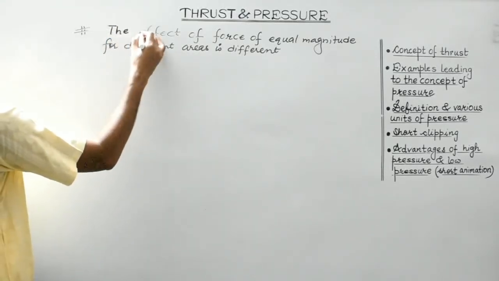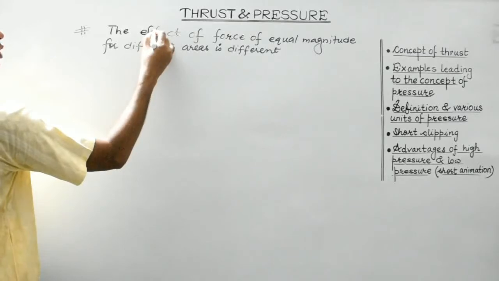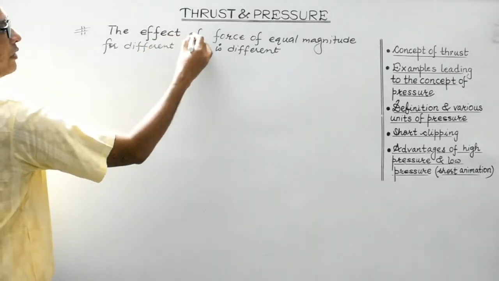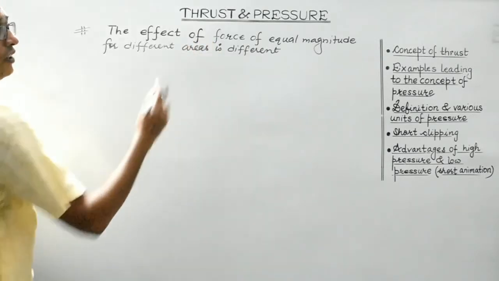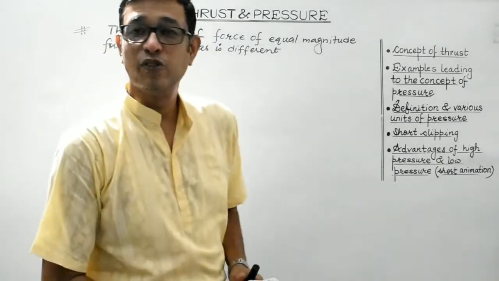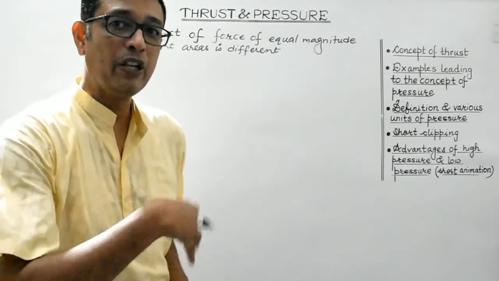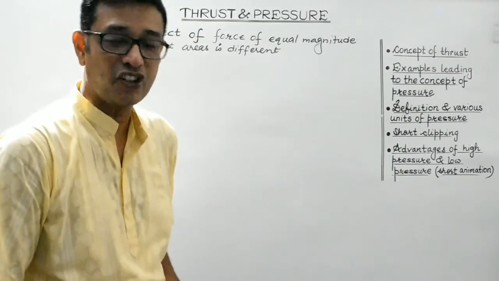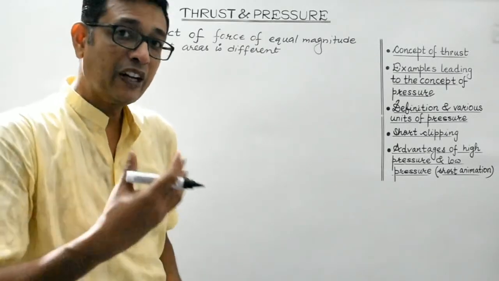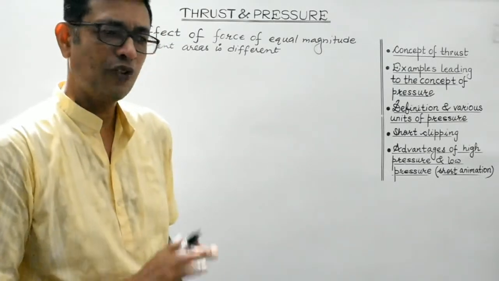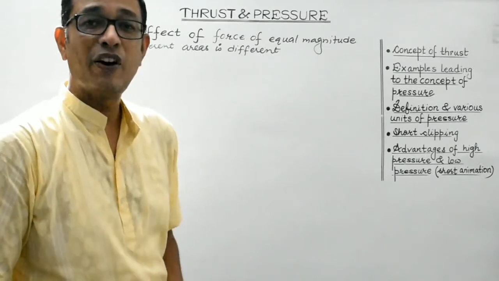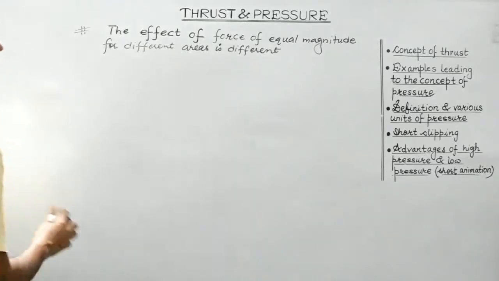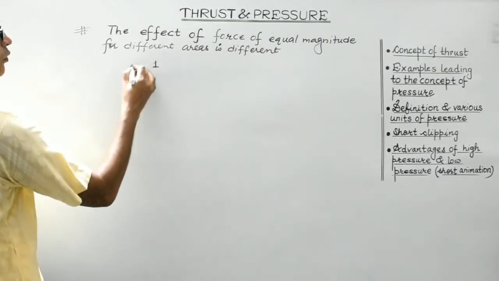Again, I repeat, students. Just now we have discussed the force exerted by a body, whether it is a solid, liquid or gas, right? We have discussed the force exerted by a body perpendicular to the surface with which it is in contact. That is known as thrust. The effect of this force of equal magnitude is found to be different on different areas. Now, let us consider example 1.